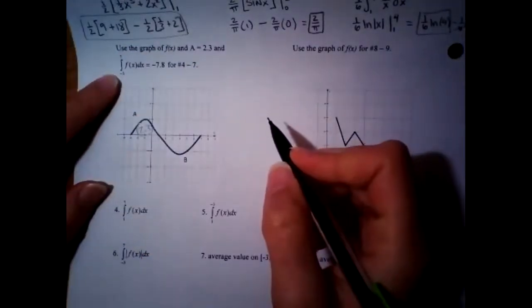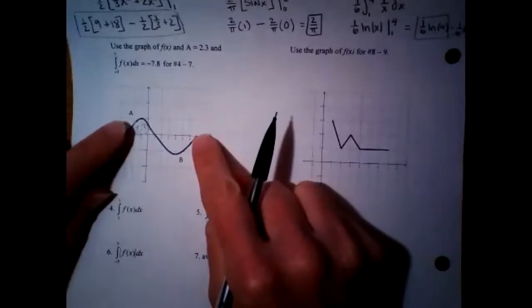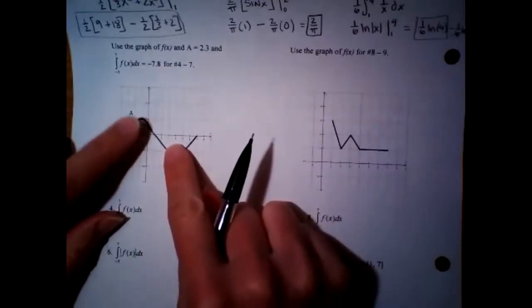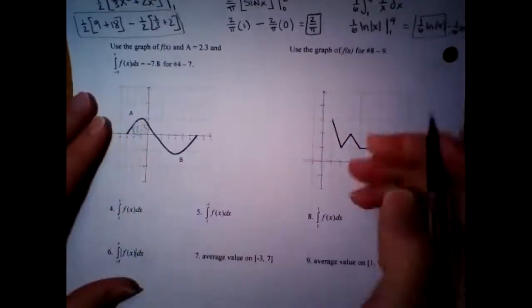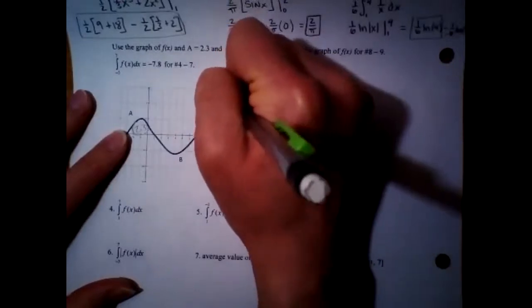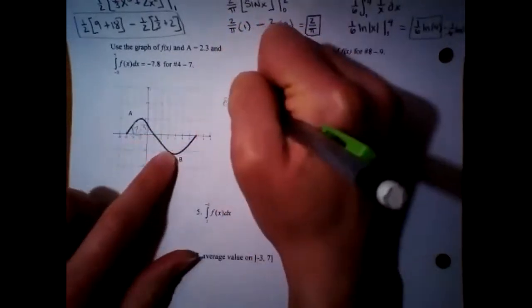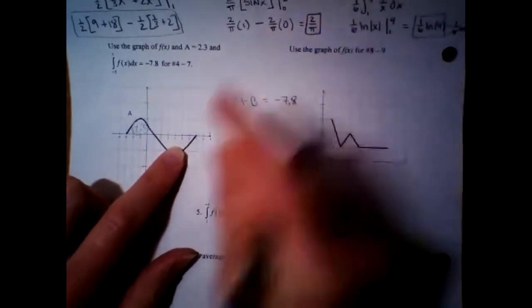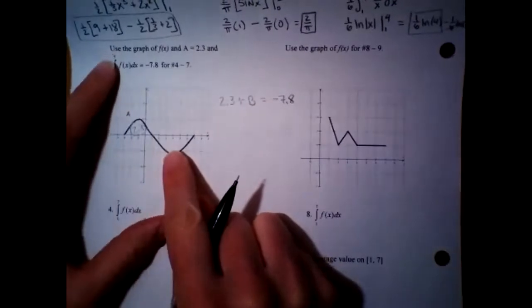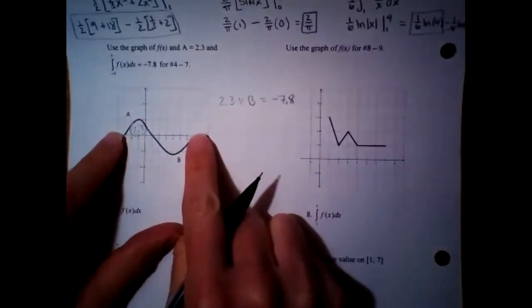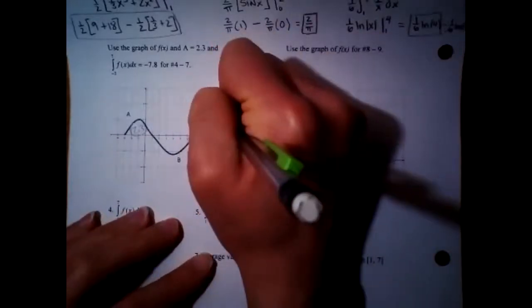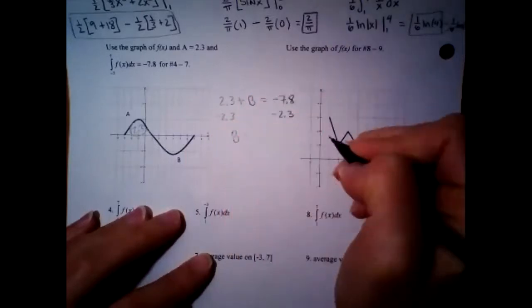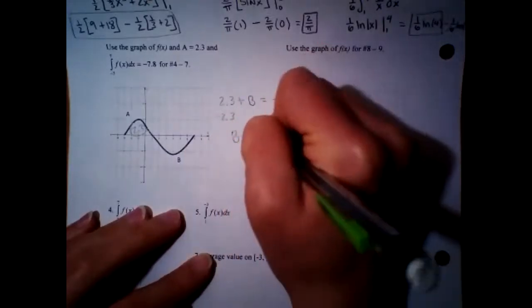And then we're told the integral from -3 to 7, so that's the whole thing, equals -7.8. So if we add these together, we should get -7.8. So that would be 2.3 plus whatever b is worth is going to be -7.8. That should be that whole integral from beginning to end, from -3 to 7. So we would subtract over this 2.3. And so b is going to be worth, what is that, -10.1.